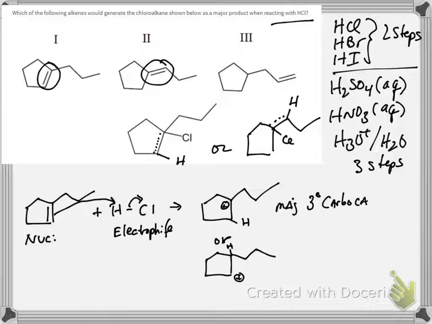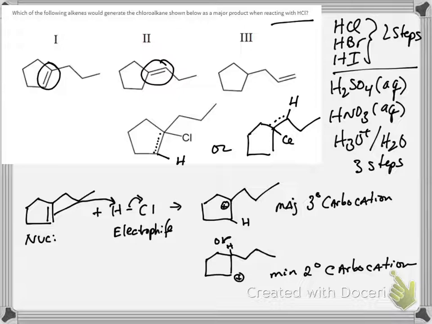Well, to analyze the problem on what is major and minor, we count the number of carbons that the carbocation is attached to. So we see in the top one, it's a 3rd degree carbocation because there's 3 carbon atoms. In the bottom one, it's a 2nd degree carbocation because there's only 2.